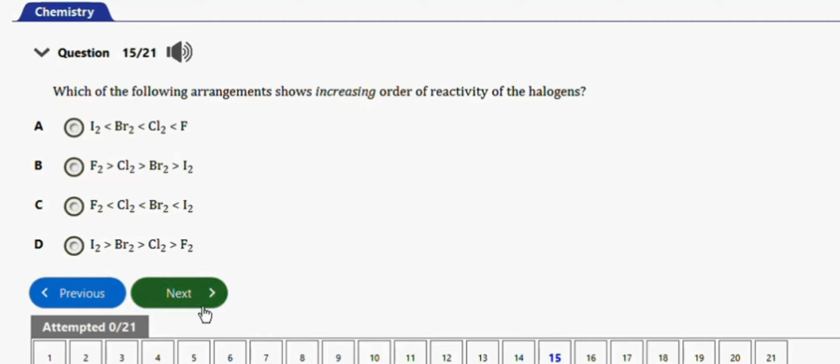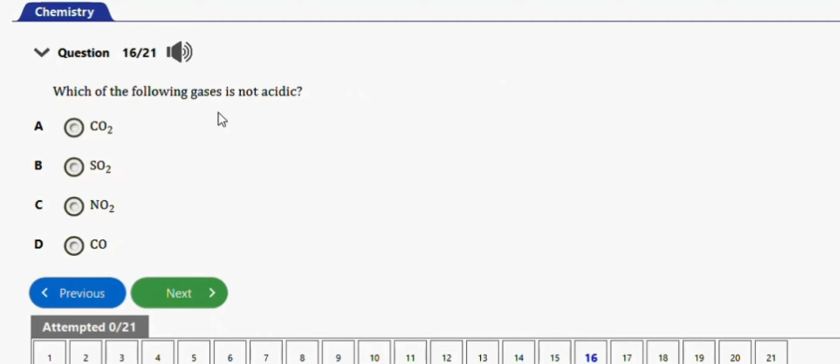Let's repeat the question with this one. It says which of the following gases is not acidic? So it will be carbon monoxide, which is neutral. Alright, all of these other gases are acidic except carbon monoxide, which is a neutral gas. Alright, the next repeated question is this one.